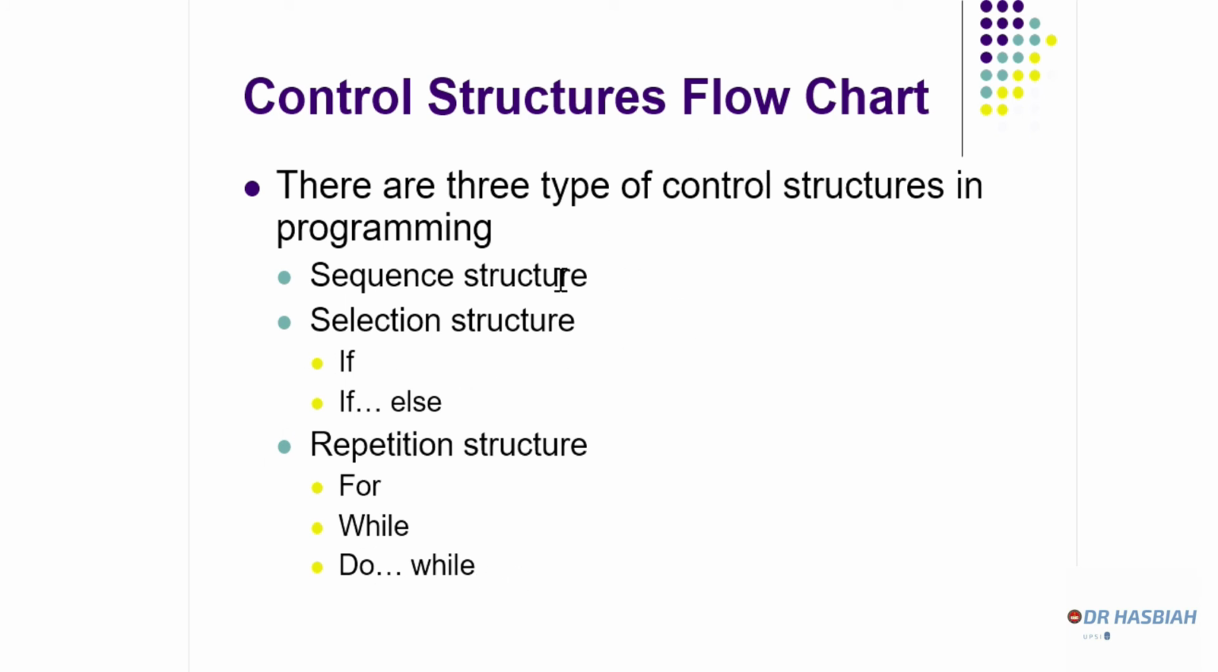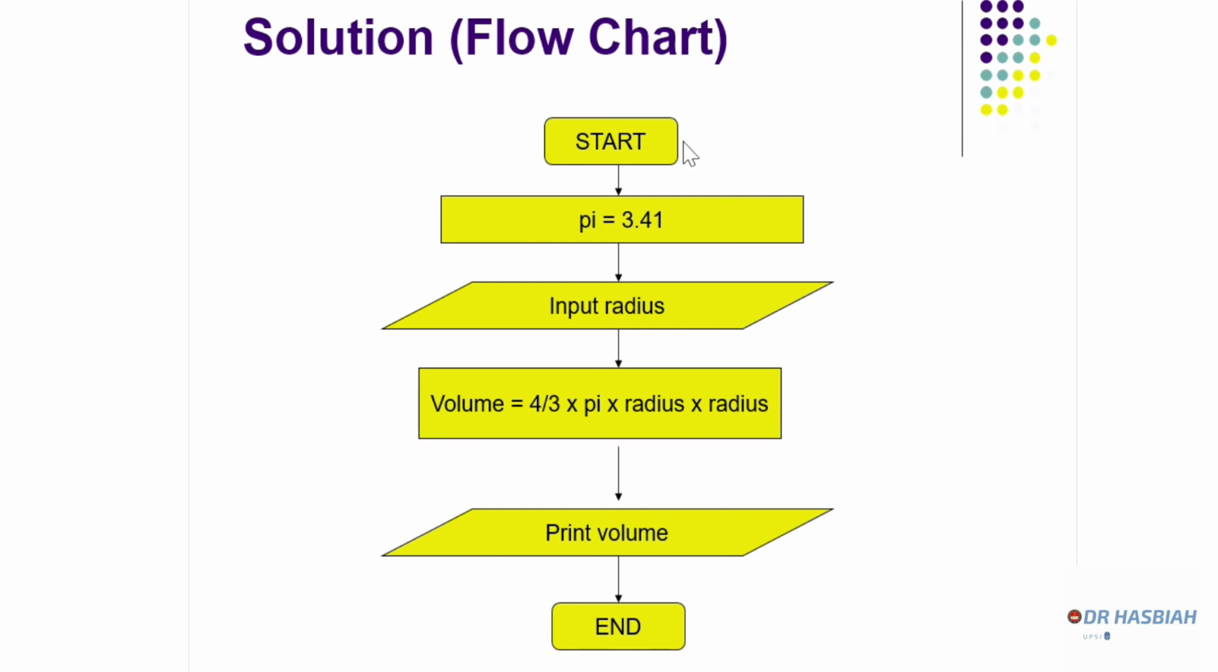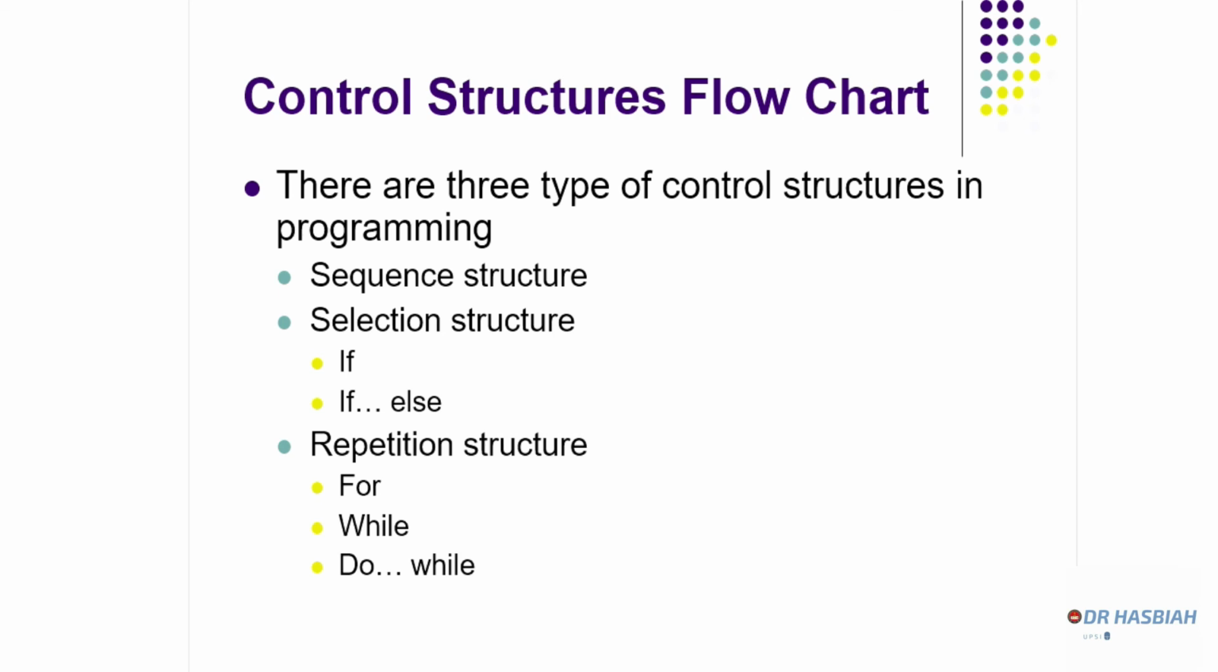I bring all the control structures here because I want to show the students the flowchart for these different control structures. Just now, if you still remember the flowchart that we have here, this is the sequence structure, meaning you have to follow line by line. You start, pi, and then input radius, volume, print, and then end. If you follow line by line, this is the sequence structure, the first one we have.